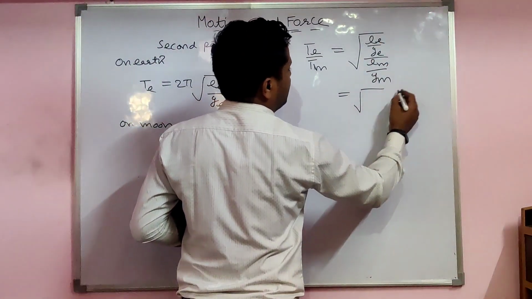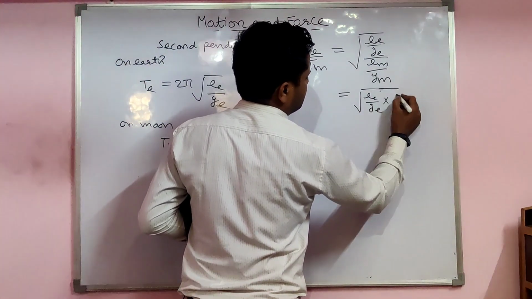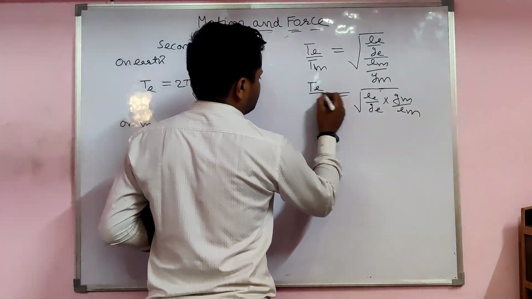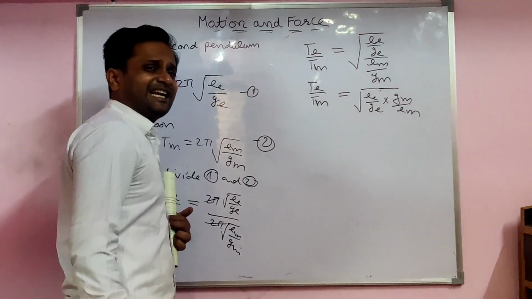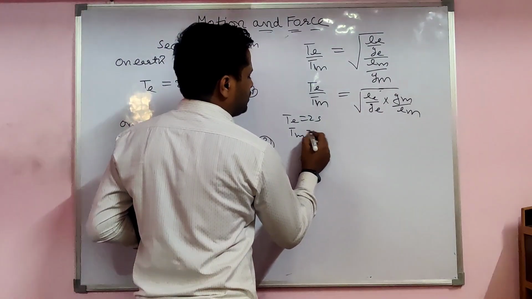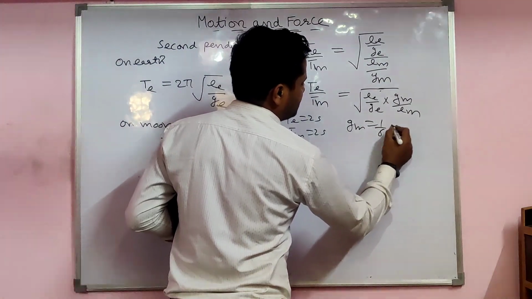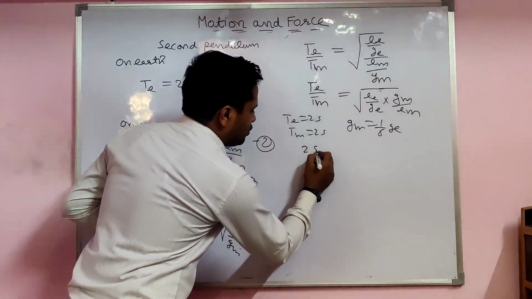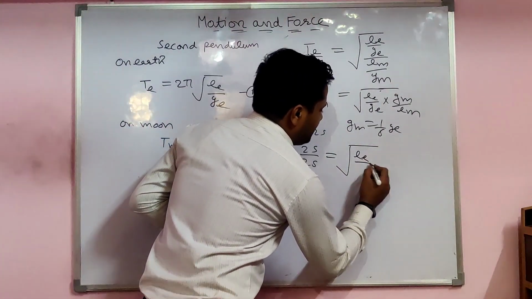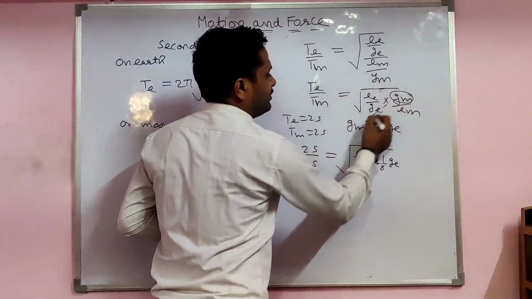Now you know this one, divide. This one formula is there. Now you know this was the second pendulum. On earth the time period is 2 seconds, on the moon also the time period is 2 seconds. Here the value of GM is 1/6 of GE. First of all, put this one. 2 seconds by 2 seconds equals under root of LE GM upon LM GE. Here you put 1/6 GE. This value you have to put.